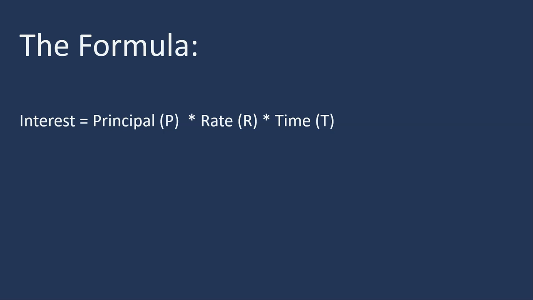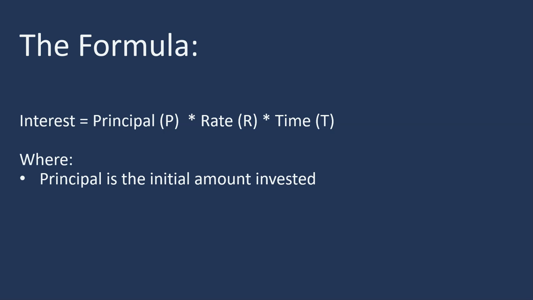So the formula is as follows. The interest, again simple interest, is the principal amount times the applicable interest rate times the time period. So we'll walk down through each of these inputs, where the principal is the initial amount invested. Again, I'm displaying this as if you were a depositor putting money into a bank account and trying to see how much interest you would earn.